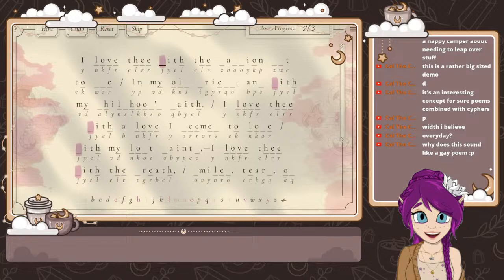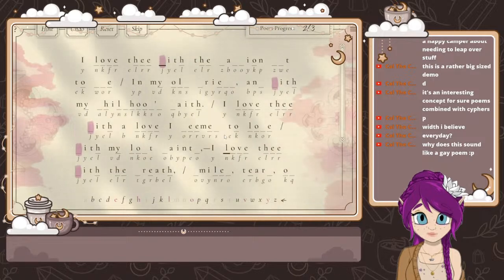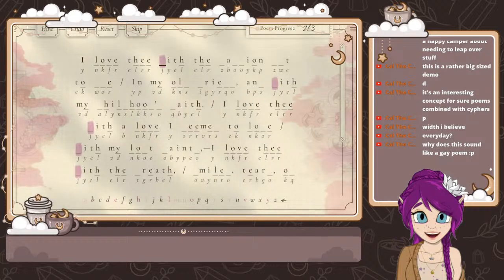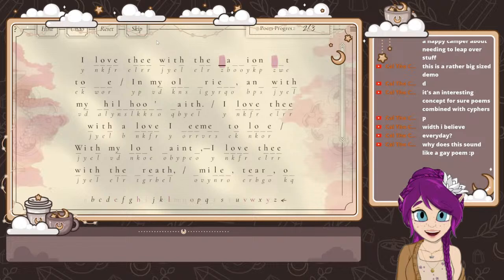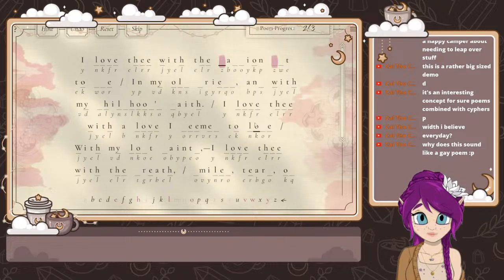Does this sound like a gay poem? Well, the writer, I mean, this is... We'll look up info on the actual poem and when it was written, but it is quite beautiful. And I wouldn't be surprised either. There's a lot of stuff you can hide in poetry.